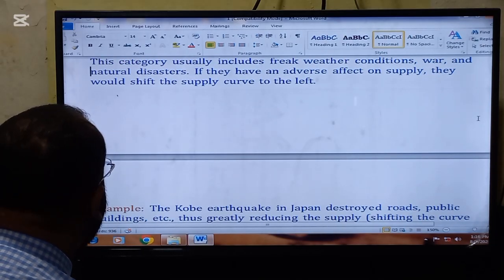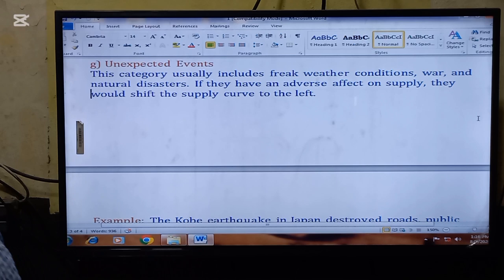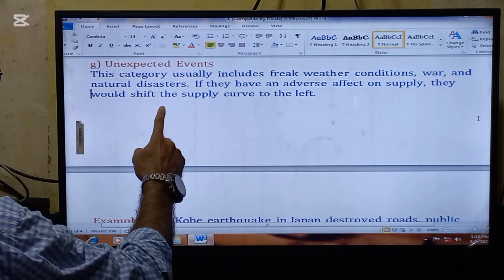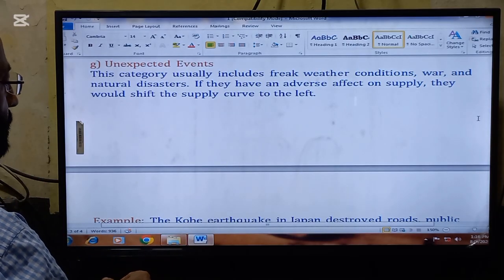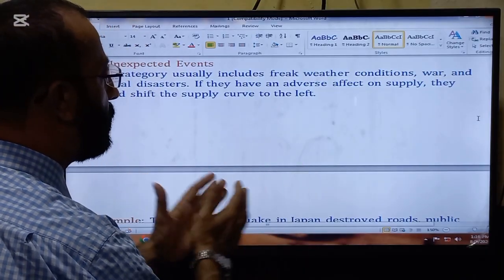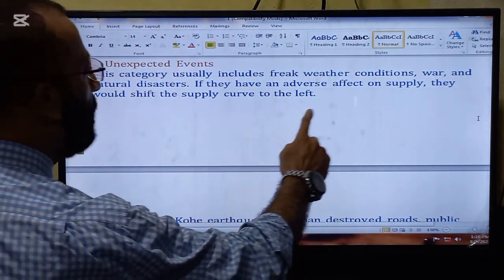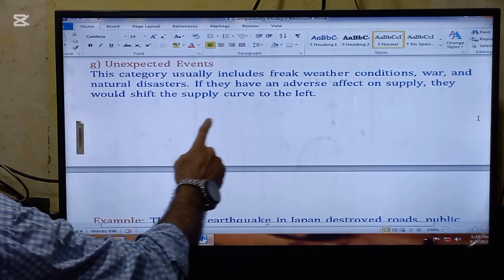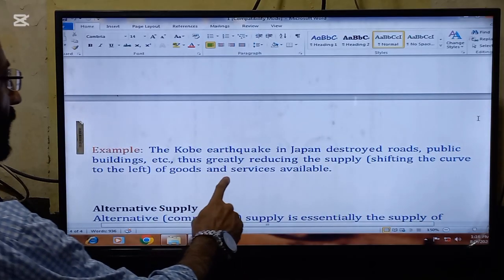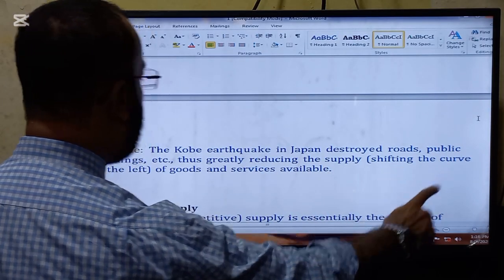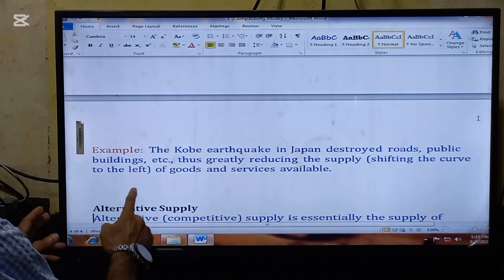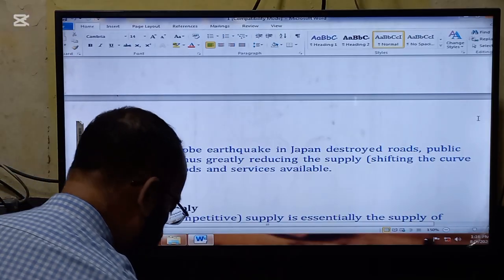The next factor that we are going to read is unexpected events. This category usually includes freak weather conditions, war, and natural disasters. For example, there may be droughts, there may be cyclones, there may be war. If they have an adverse effect on supply, they would shift the supply curve to the left. An example is here: the Kobe earthquake in Japan destroyed roads, public buildings, etc., thus greatly reducing the supply, shifting the curve to the left of the goods and services available.